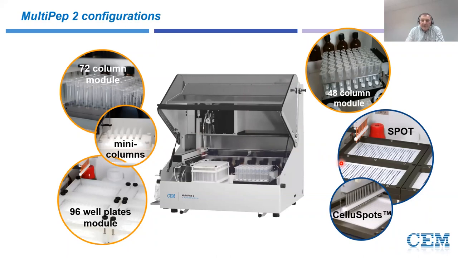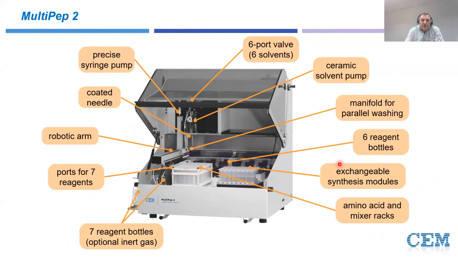I'm not sure if I have time enough, but I will give you a little overview of the X, Y, and Z pipetting robot. We have a motor-driven syringe to do the precise stoichiometric mixing of the building blocks together with activation. We have a ceramic solvent pump to do the washings using a multi-needle or a manifold here. We have ports for larger volume reagents. We have the exchangeable synthesis modules here. So this is now the 48 column module, which can be exchanged against the plate, the 96-well plate synthesis, or the spot synthesis.